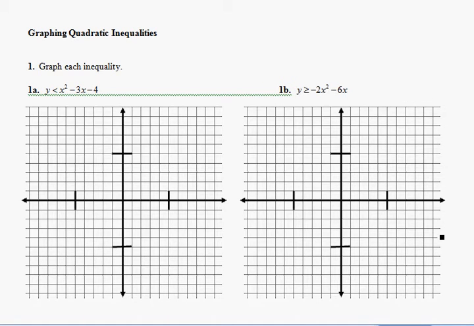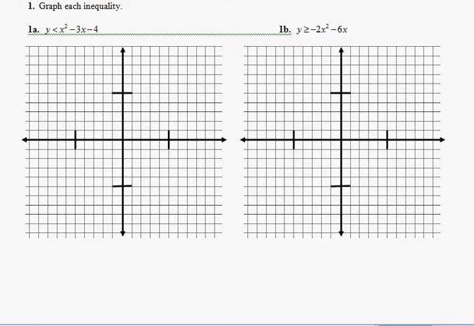Graph each inequality. You will notice that this inequality is a quadratic inequality. Its corresponding equation would be y equals x squared minus 3x minus 4. The graph of the equation would be a parabola. The graph of this inequality will be a whole shaded region with a boundary that's a parabola.